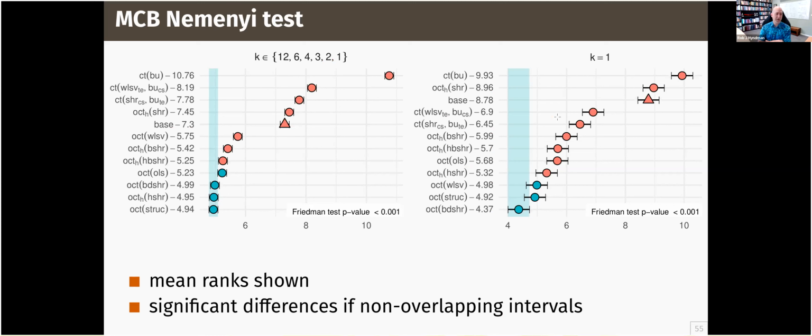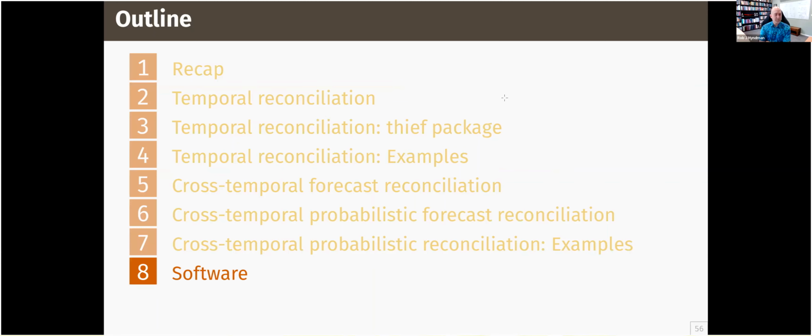Again, we can see whether those things are significant. Again, showing mean ranks, and the intervals, if they overlap, are not significantly different from each other. And you can see that these methods are doing significantly better than the base method by some distance. Okay, so the story there is, although computationally it can look a bit complicated, it does improve your forecast accuracy, and you are able to get coherent forecasts that will improve your accuracy, but also help with decision making, because you will get things that are coherent across different temporal levels and across different cross-sectional levels.